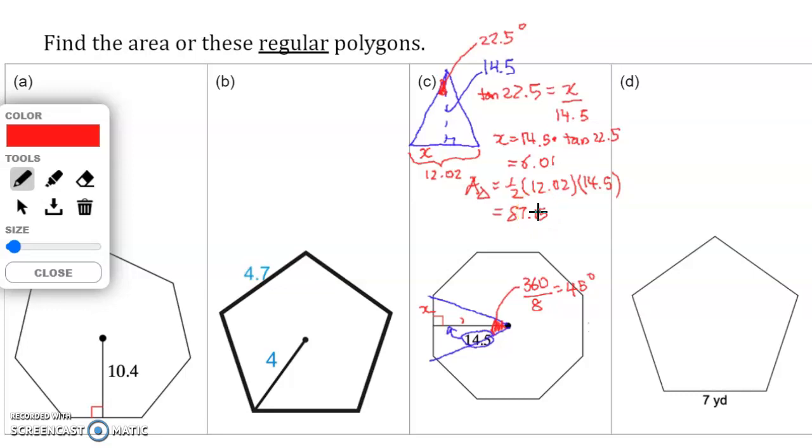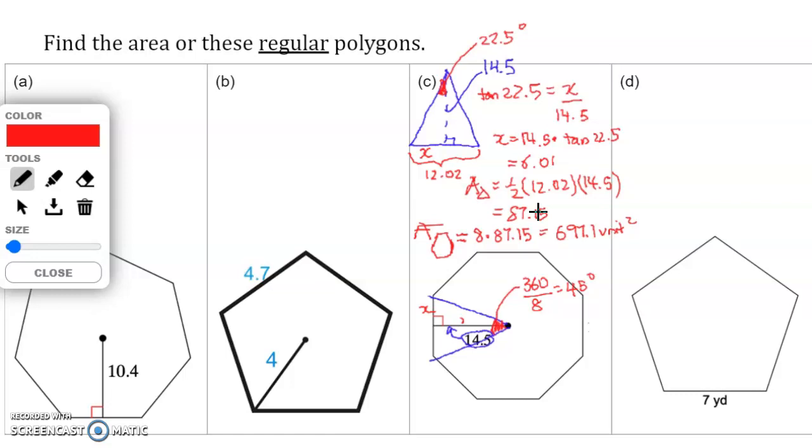Then from here, I can figure out the area of the whole octagon. The area of the octagon is going to be 8 times, because there are 8 congruent triangles, 87.15, and that works out to be 697.1 units squared. So I've just figured out the area of this octagon.